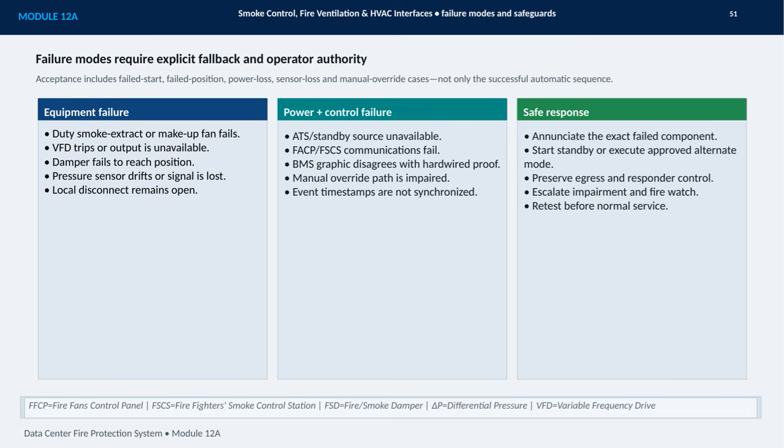The safe response is specific and disciplined. Enunciate the failed component, start standby equipment, or execute the approved alternate mode, and preserve egress and responder control. Escalate the impairment, establish a fire watch when required, and retest the system before returning it to normal service. These safeguards turn failure handling into a planned operational capability, rather than an improvised response.